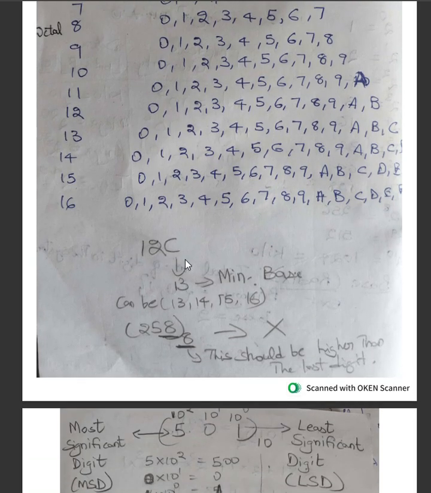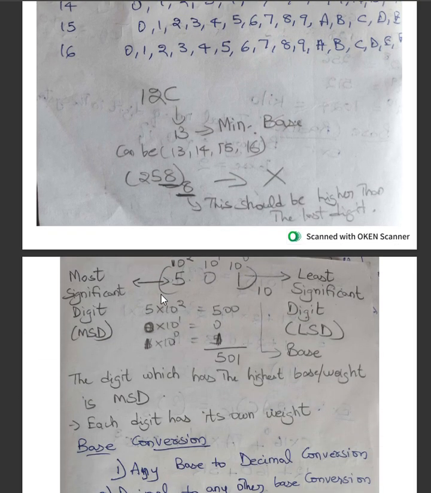Then another concept you should be wary of: suppose whatever you write here is 12C. Here the maximum digit is C. C corresponds to what? 13. So 13 is the minimum base. See in this example, it is 258 base 8. Base 8 means you cannot write any digit which can surpass 8. If you write that, it's not a valid representation, so it's wrong.